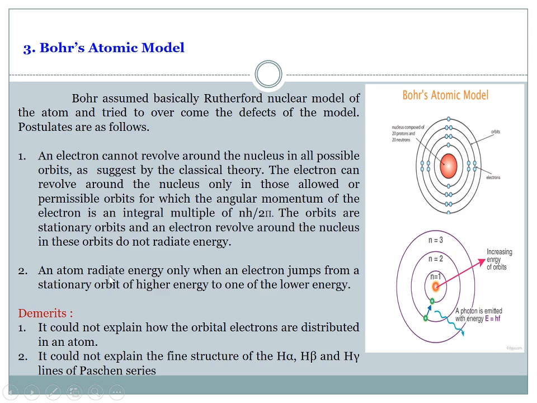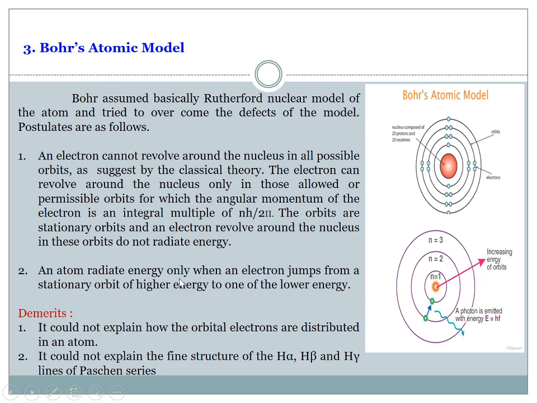Then the second is, an atom radiates energy only when an electron jumps from a stationary orbit of higher energy to one of lower energy. And how the spectral line is emitted from the atom: whenever an electron from a higher orbit jumps to the lower orbit, the energy difference between the two energy levels is emitted in the form of electromagnetic radiation. So a photon is emitted with an energy E equal to hf or h nu. That relation we already know, and E2 minus E1 is equal to h nu. That is how the spectral line is emitted from the atom.